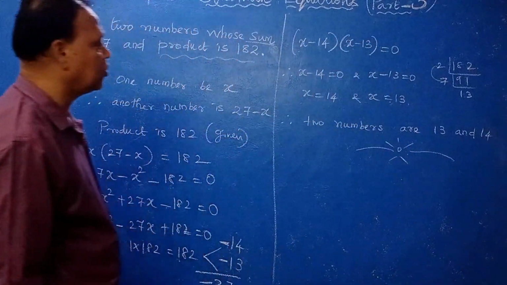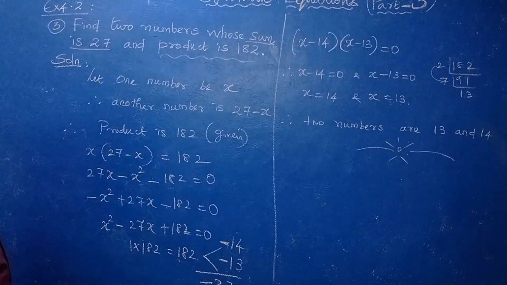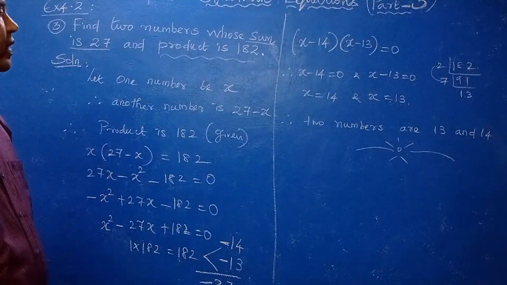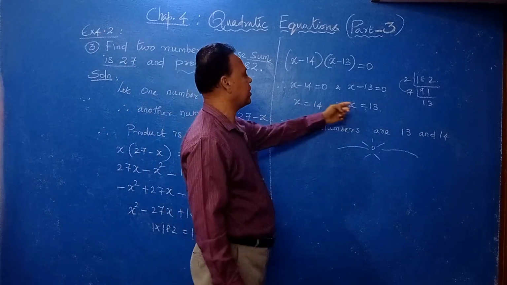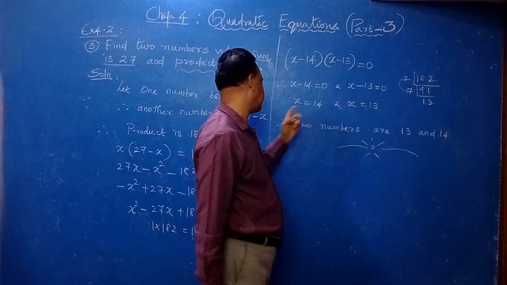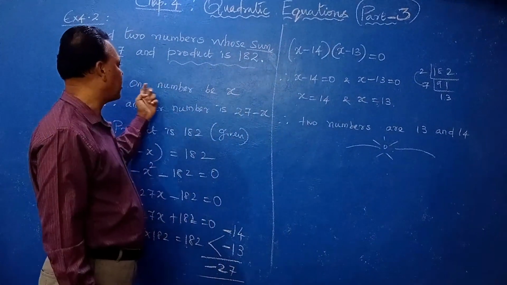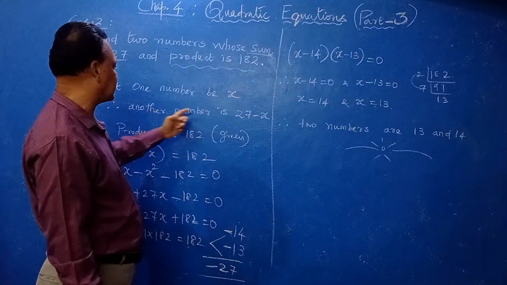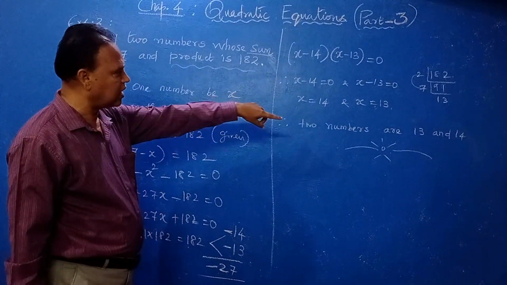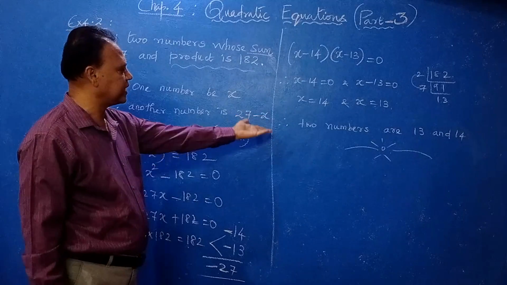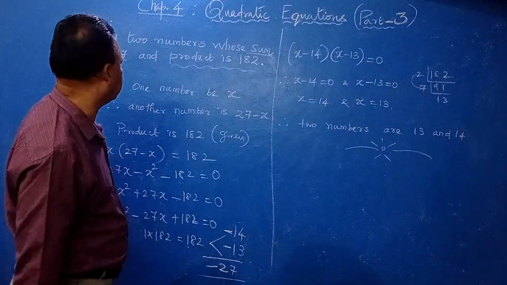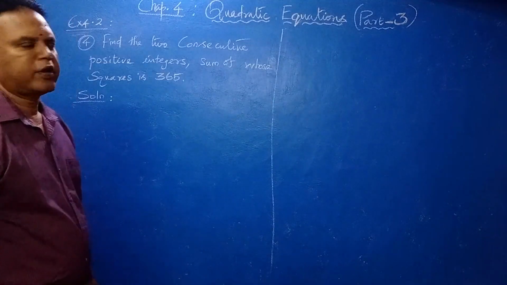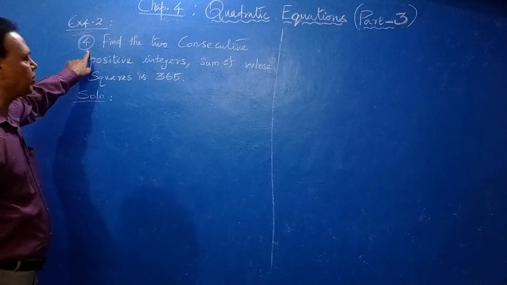That is the required two numbers. The required two numbers are 13 and 14. So very simple. Clear? Here you see two values you are getting, the x value. Both the numbers are satisfied. Clear? One number you take 14, the other number you will get 13. Or one number you take 13, the other number you will get 14. Anyhow, the two numbers you will get are 13 and 14. Clear? So next we will see the fourth problem.